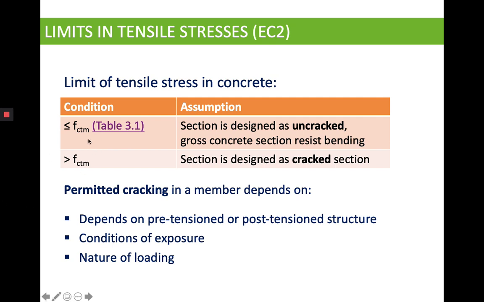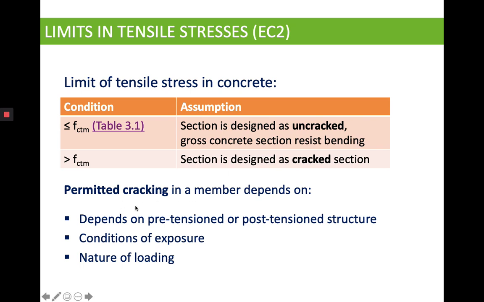If the value of our stresses is less than or equal to fctm, the section will be designed as an uncracked section, where we consider the gross concrete section to resist bending. If the tensile stress in the concrete is larger than fctm, the section will be designed as a cracked section. We will discuss this further later.